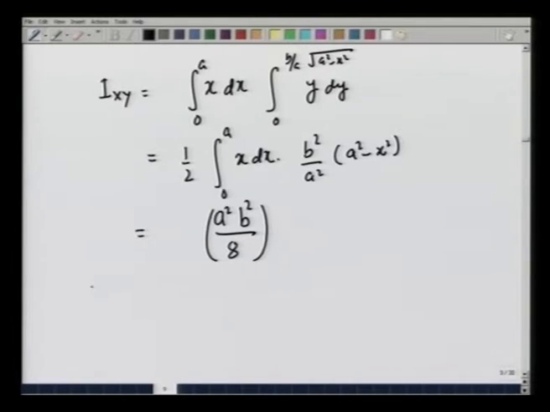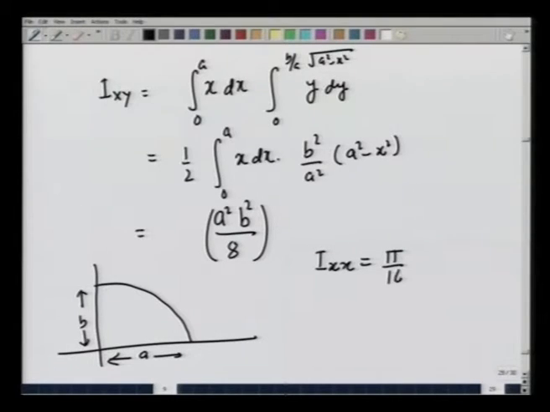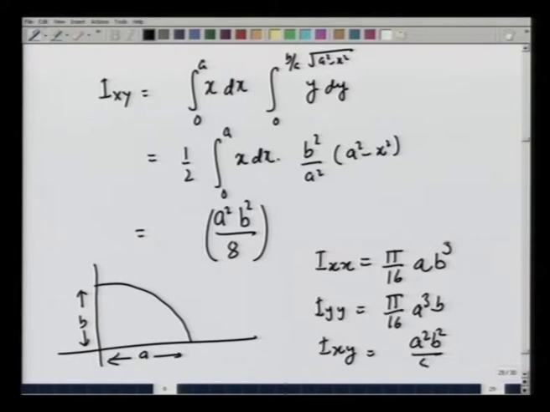Therefore, what we have determined is that for a quarter of an ellipse with semi-major axis A and semi-minor axis B, I_xx is pi over 16 a b cubed, I_yy is pi over 16 a cubed b, and I_xy is a squared b squared over 8.